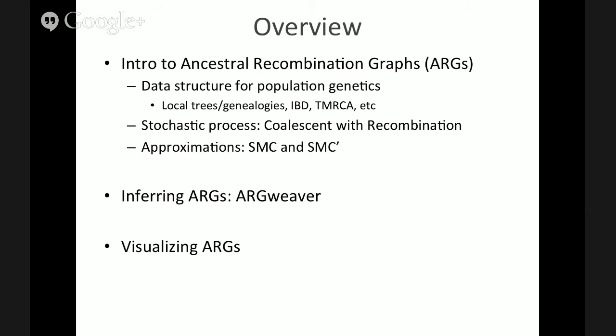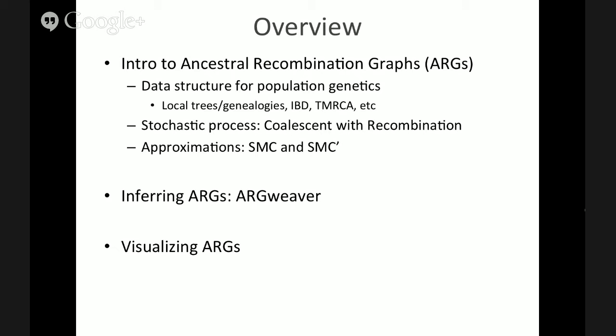The second part of the talk, I'll talk about some of my work that I did in Adam Siepel's lab that was published earlier this year on inferring ARGs. So given sequences from several modern-day individuals that are undergoing recombination, can you infer the ARG that describes their ancestry? And so that was a piece of software called ARGweaver.